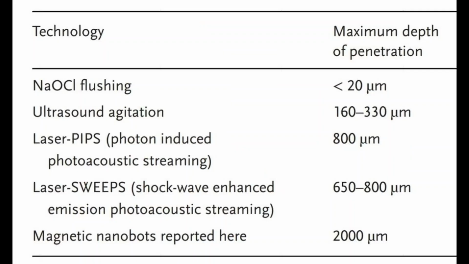Table showing a comparison of penetration depth of medicine inside dentinal tubules. First of all, the maximum depth of penetration of sodium hypochlorite flushing is less than 20 micrometers, while ultrasound agitation is up to 330 micrometers. Laser penetration in these two showing methods is up to 800 micrometers. Magnetic nanobots reported here reach 2000 micrometers.